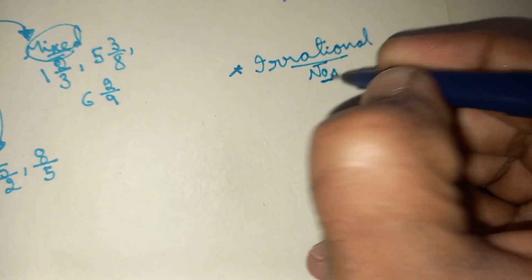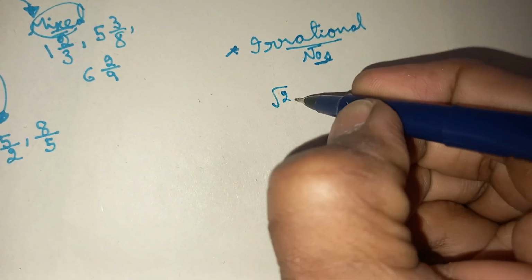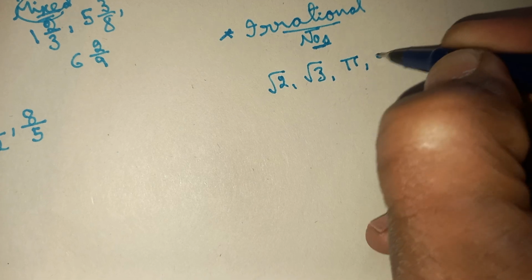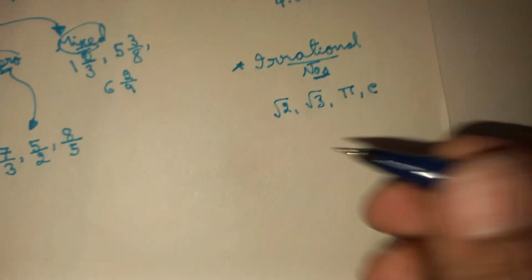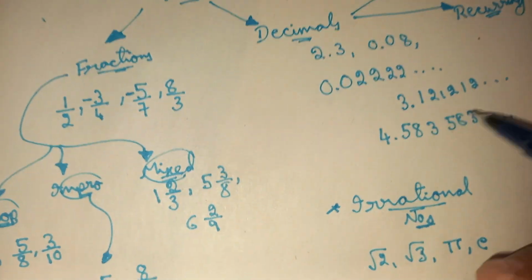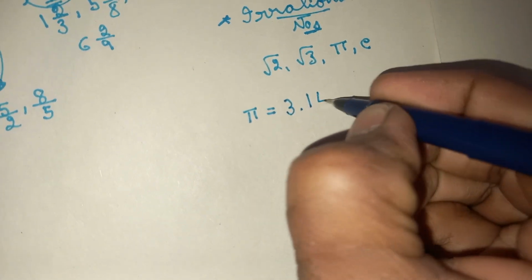Irrational numbers you can find like this: root 2, root 3, pi, and e. They are all irrational numbers. If you expand the value of pi, it is not terminating and not recurring. Its digits keep on going for millions and millions of places.